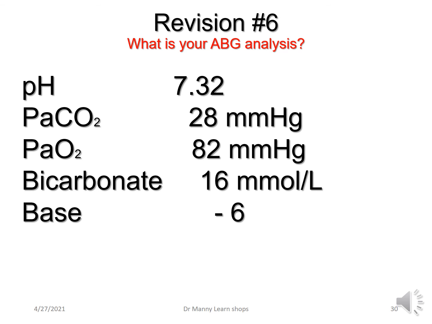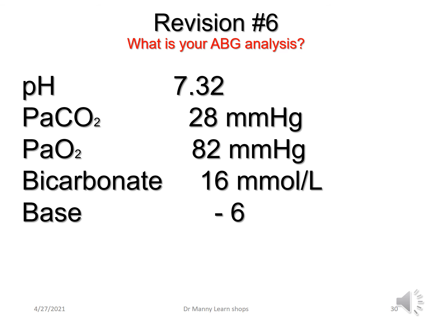This is the last one for you to do. You do it. This is now a blood gas that you've been given. pH is 7.32. What do you think it is? Acidemia or alkalemia? It's less than 7.35. This is an acidemia. Does the CO2 fit with acidemia? Well, it's 28. So it doesn't fit the picture. It's less than 35, which means they're hyperventilating. This is an alkalosis. Ignore it for the moment.